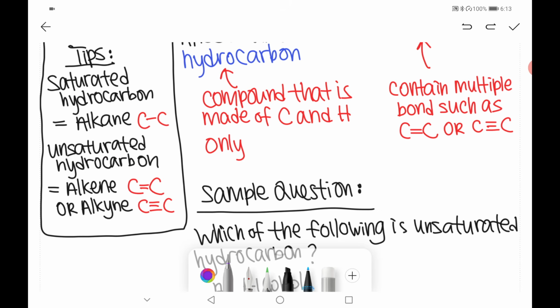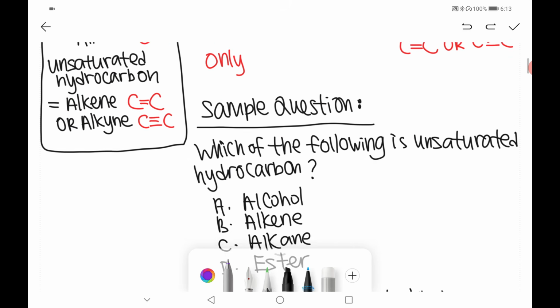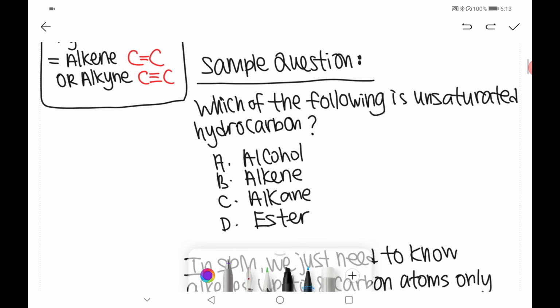We can call alkene an unsaturated hydrocarbon because alkene contains a double bond. A double bond is unsaturated, and alkene is made of carbon and hydrogen only. That's why we call it a hydrocarbon. Now, this is one of the ways they can ask the question.